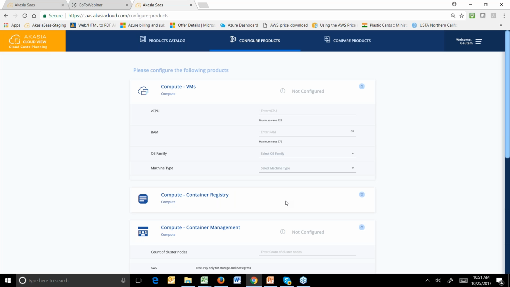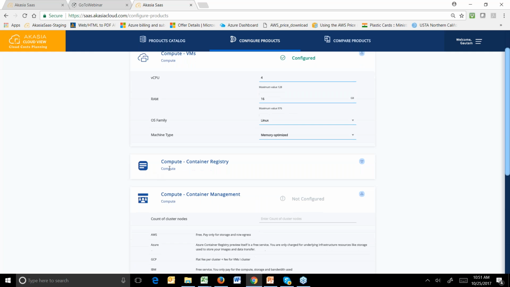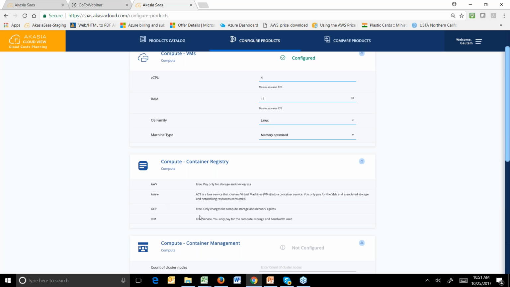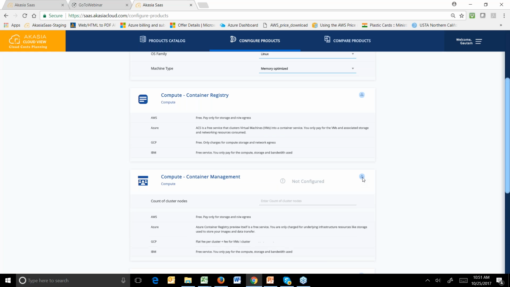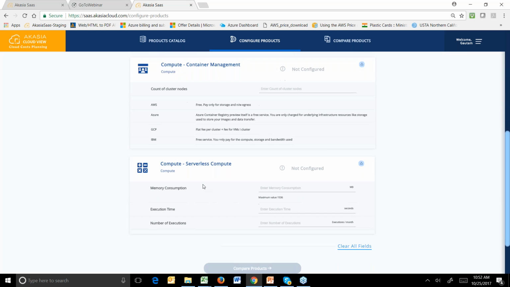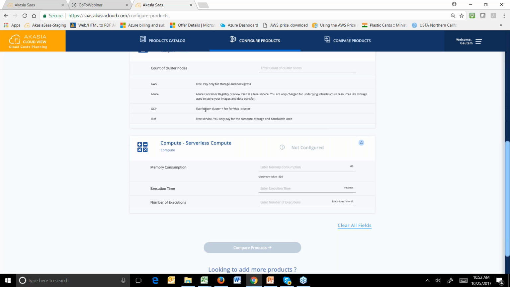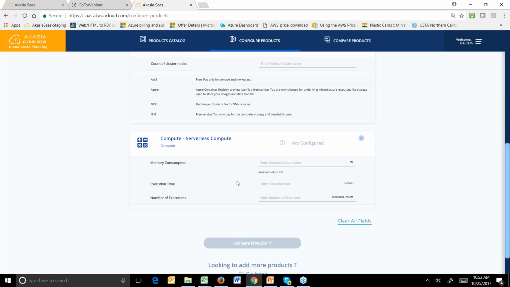So essentially the cost is dependent upon the configuration of whatever you're looking at. So I'm going to add, okay, I'm looking at a system which has got 4 CPUs and 16 GB of RAM, and it's a Linux server, and it's a memory optimized machine type. Container registry, by the way, I don't have anything to provide here because it's all for free, but you will see it, and you can see some notes from us as well. If it's free, you'll see that it's free and so on.